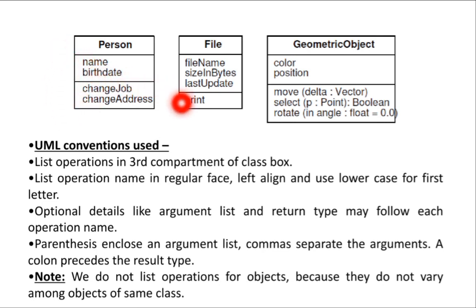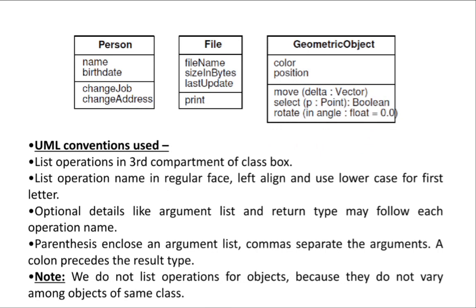For a file, what is the operation? Print. Print applies to the file. What are the operations for a geometric object? You can move the geometric object. That means rectangle, triangle. So what operations apply to that type of geometric object? You can move it, you can select it, you can rotate it. Hope you are getting it, guys, right? So the third compartment contains the operations.